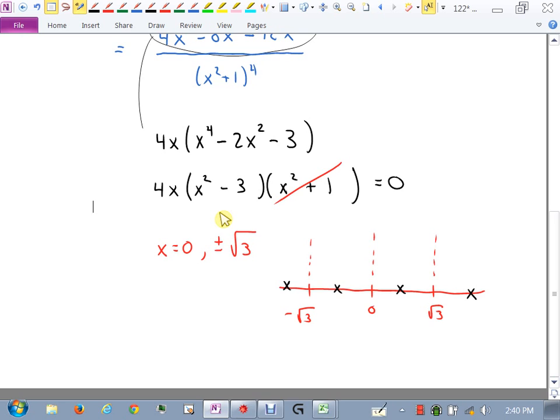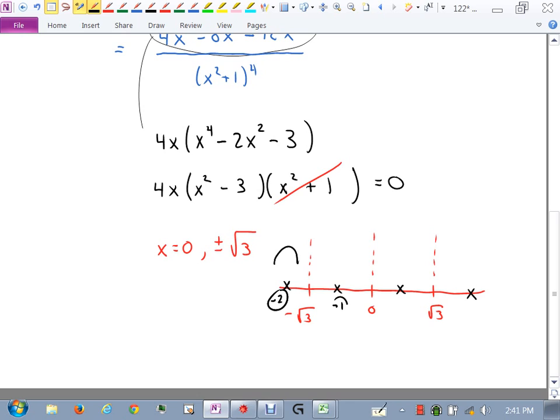So what's something to the left of negative root 3? Negative 2? What happens if I plug negative 2 in here? I get negative 8. Then negative 2 squared is 4. 4 minus 3 is 1. So I've got a negative times a positive, which is negative. So it goes down. Concave down.